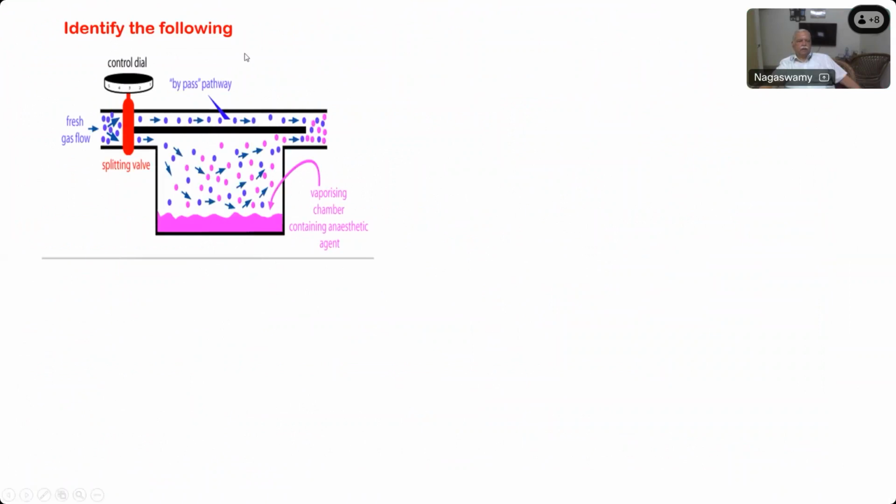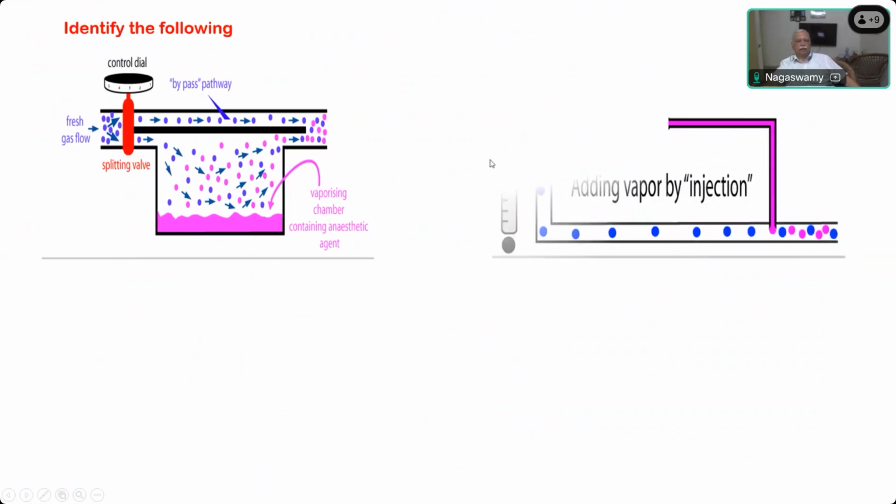This is a picture of a variable bypass vaporizer. The fresh gas flow is coming here. This is a control dial, and this is the bypass chamber through which gases are going without picking up the vapor. Part of the fresh gas flow is coming into the vaporizing chamber using the splitting valve or splitting ratio, and it takes the vapor and comes out through the common outlet. This is the inlet, this is the outlet.